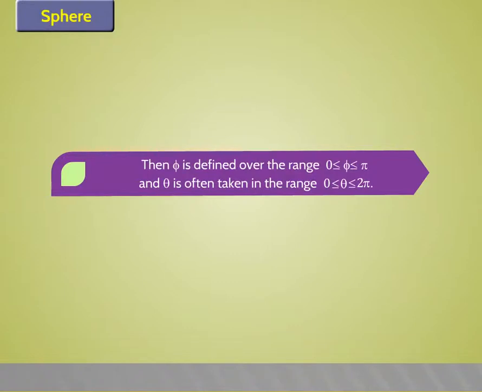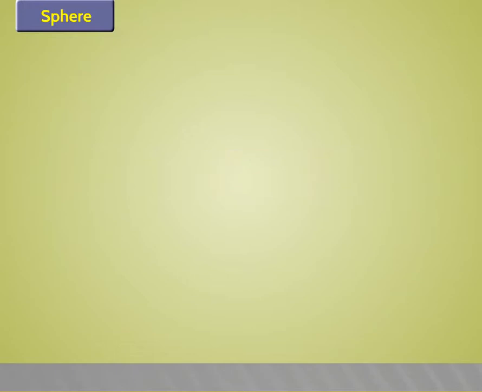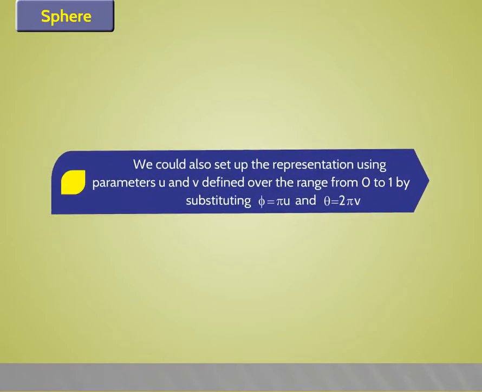then phi is defined over the range 0 less than or equal to phi less than or equal to pi, and theta is often taken in the range 0 less than or equal to theta less than or equal to 2 pi. We could also set up the representation using parameters u and v defined over the range from 0 to 1 by substituting phi equal to pi u and theta equal to 2 pi v.